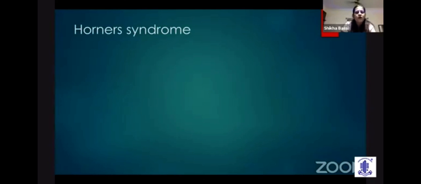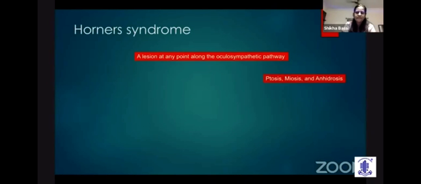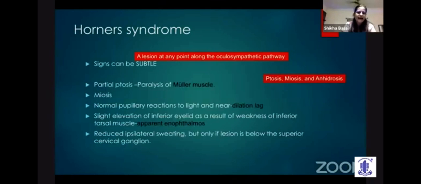Now, coming to the Horner syndrome, we've seen the anatomy of the sympathetic pathway. If there is any lesion along the oculosympathetic pathway, the patient can have miosis, ptosis, and anhidrosis. The signs can be really subtle.